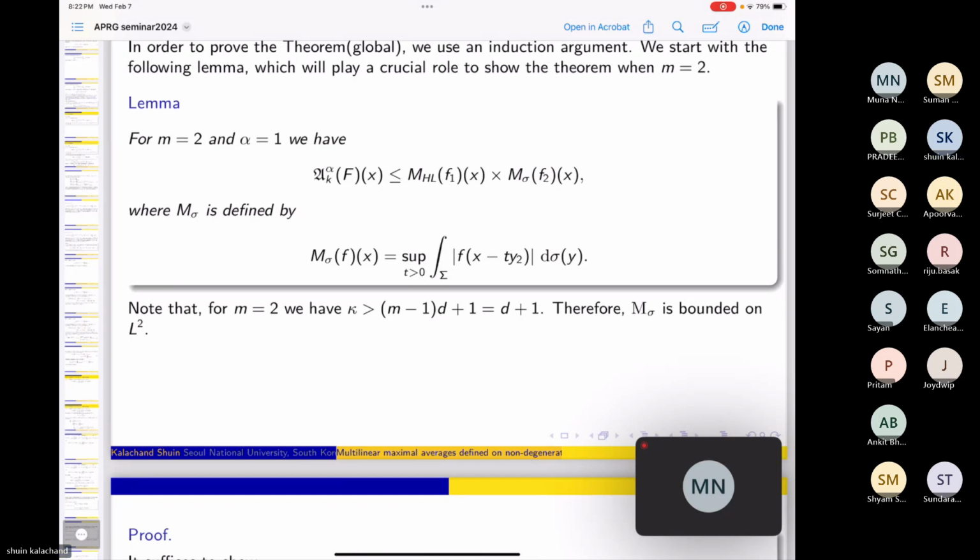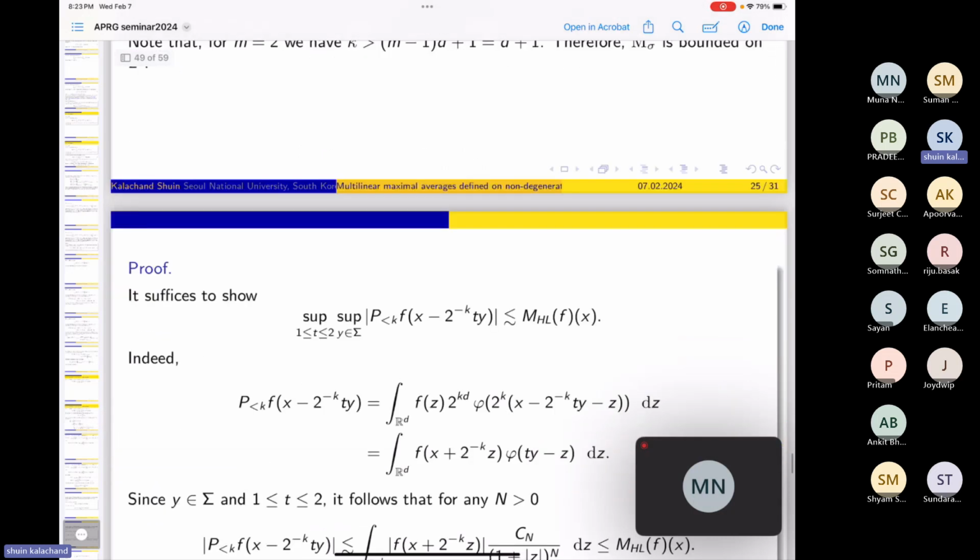Then we know from the Rubio de Francia result that for the linear maximal function M sigma, M sigma is bounded on L2 if the decay of the Fourier transform of this measure sigma is strictly bigger than half. And from this condition, M sigma will be bounded on L2 and the Hardy-Littlewood maximal function is bounded on L2. So we will get the L2, L2 to L1 estimate if we have this lemma.